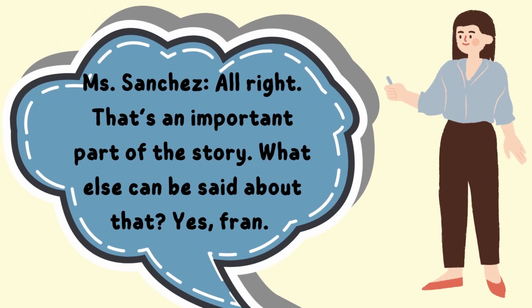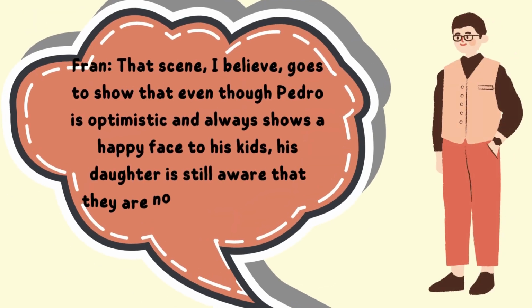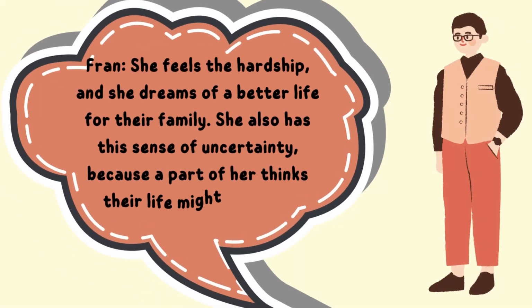Alright, that's an important part of the story. What else can be said about that? Yes, Fran. That scene, I believe, goes to show that even though Pedro is optimistic and shows a happy face to his children, his daughter is well aware that they're not financially stable. She can feel the hardship and dreams of a better life for their family. She also has this sense of uncertainty because a part of her thinks that life might not ever improve for them.